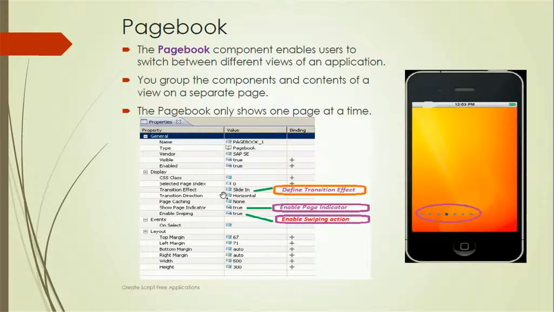If we see in the properties, slide in, slide out like that, and transition direction horizontal or vertical, that we can specify. If you want to show the page indicator, then we can enable this page indicator. So this is a page indicator which shows, and we can also enable swiping. So this is very useful. This Pagebook container is useful when we are developing mobile applications. So this is the use of this Pagebook.